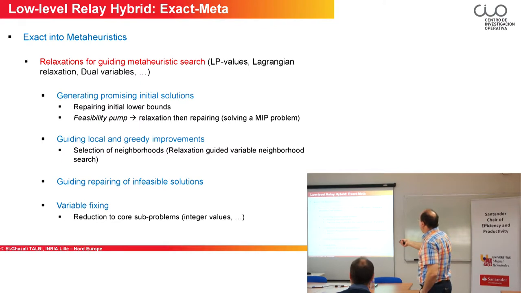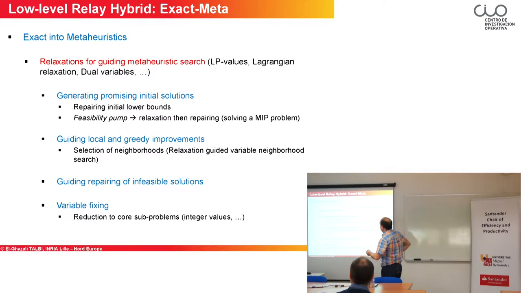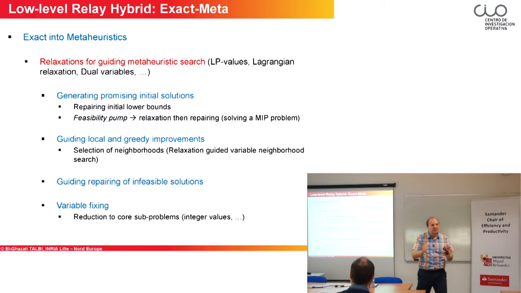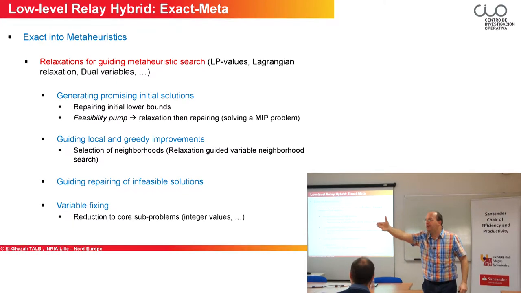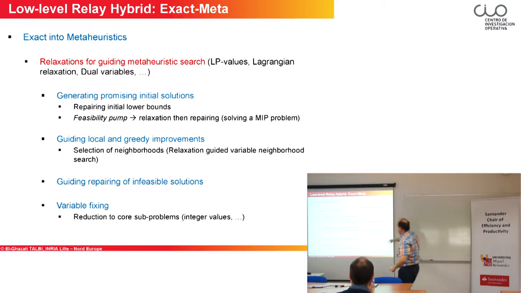And here, in exact and meta, what are the other ideas? For instance, you can use mathematical programming to generate a promising initial solution. Very efficient, very simple ideas. Suppose that you have an integer linear program. Then there are very efficient ideas to relax the problem, find a very good initial solution, and go ahead, instead of generating a random solution. Very easy to use. Also guiding local and greedy improvement, or repairing some feasible solution, or even variable fixing: which variables you can fix. So those ideas of relaxation can guide the metaheuristic search to generate solutions more efficiently.